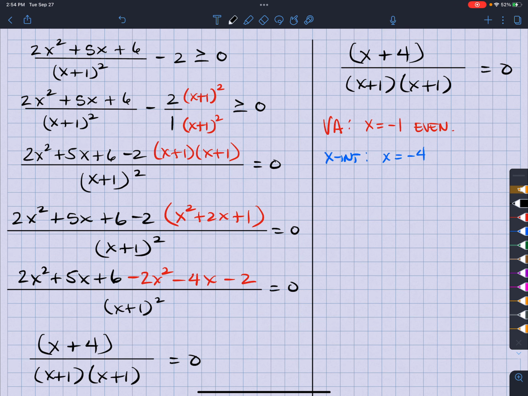So what I want to do is draw my number line. Plot down my -4. Plot down my -1. And let's pick some numbers. -5, -2, 0. Why not? Let's see where it goes, right?